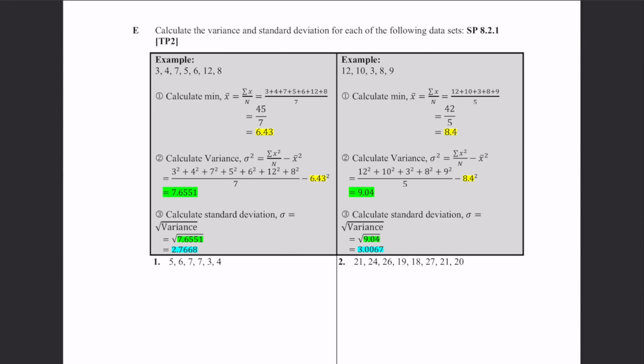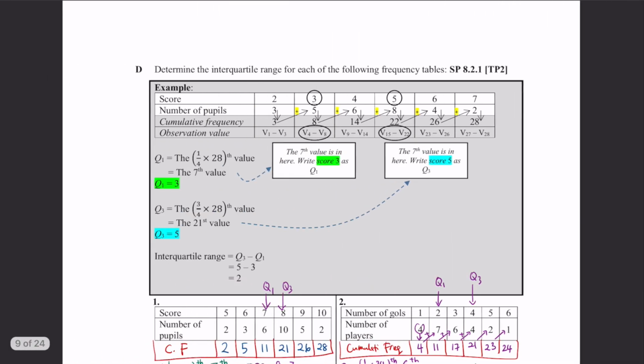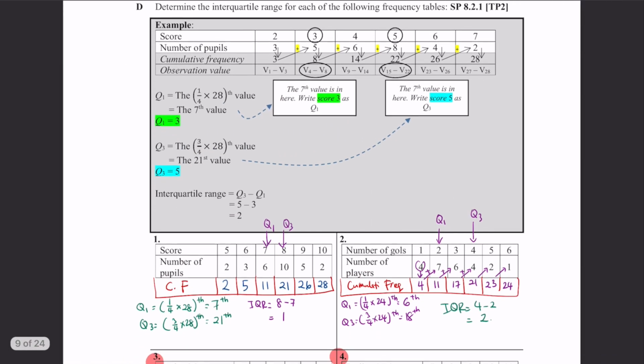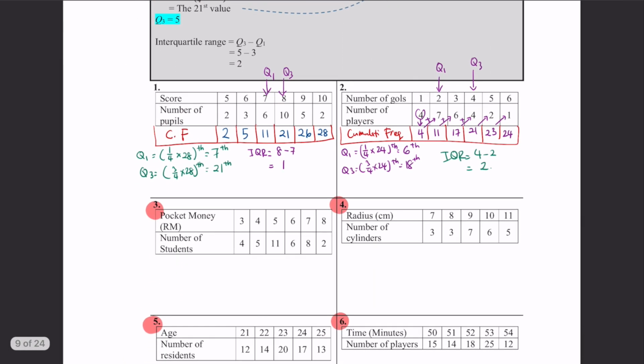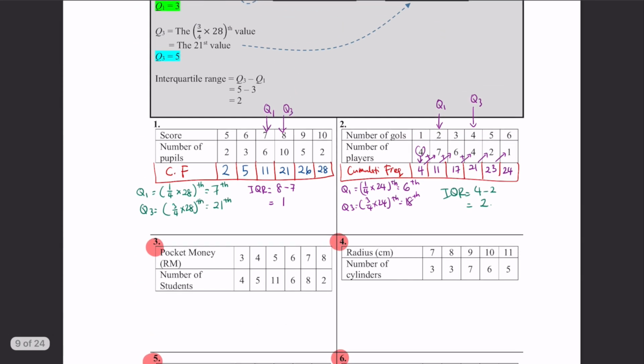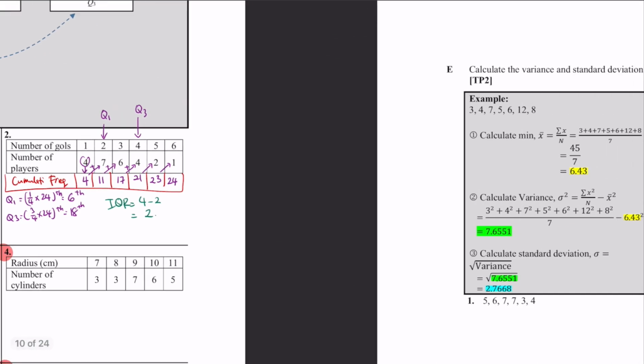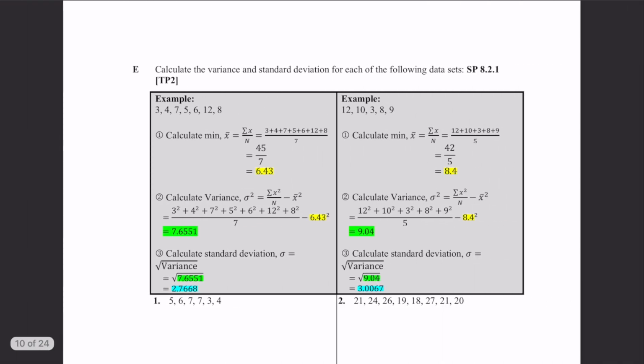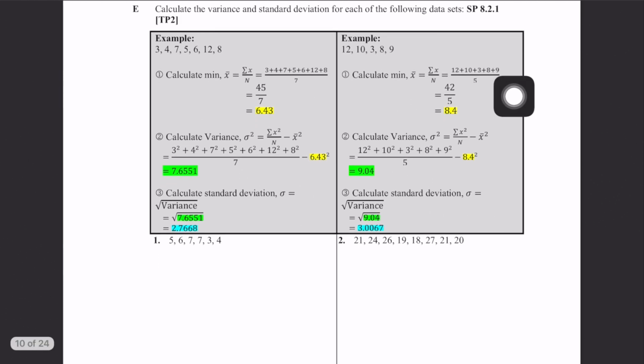Today we're going to continue from what we left yesterday. Yesterday you learned a lot of things, and we stopped at where to find the range and interquartile range. For today's lesson, we're going to look at learning standard 8.2.1, which is to calculate the mean, variance and standard deviation.